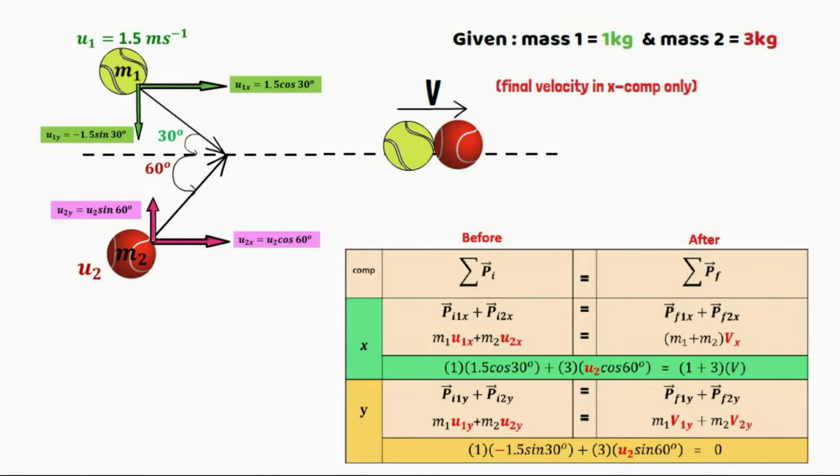Bagi Y component yang berwarna kuning itu pula, kita boleh lihat equation after collision, total momentum final equal to 0. Kerana apa? Kerana objek tidak bergerak in Y component after collision. Boleh? So, final equation for Y component equal to 1 times negative 1.5 sin 30 plus 3 U2 sin 60 degree equal to 0. Pastikan tulis equation betul-betul. Boleh?